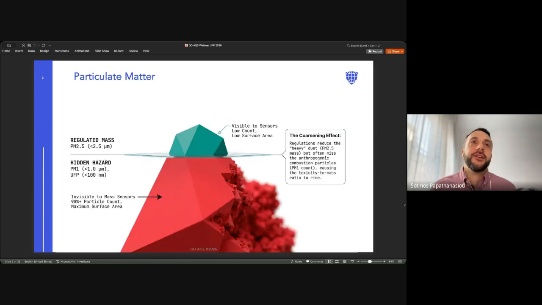Thank you. Okay, so this is what is happening nowadays with particulate matter. This is what we can see, and this is what is regulated. PM 2.5 is well measured by many instruments and well regulated by many bodies out there. But unfortunately, there are other hazards in the space of particulate matter, the submicron and ultrafine particles.